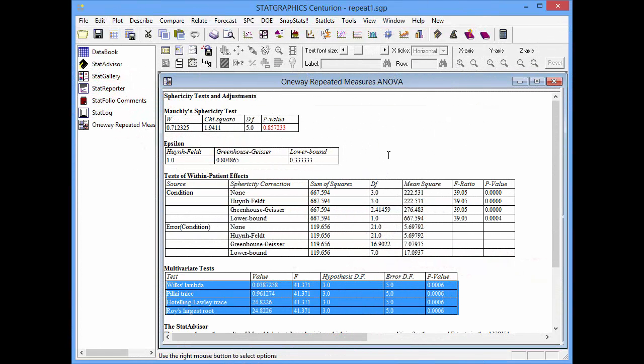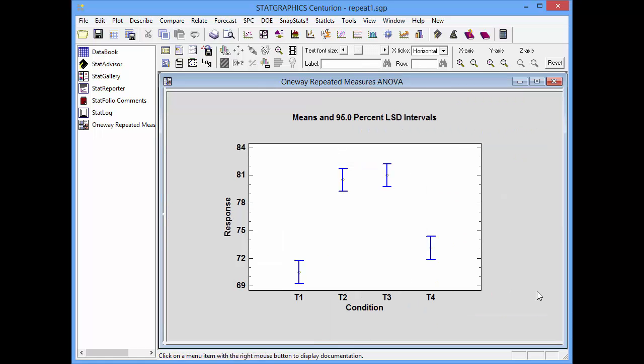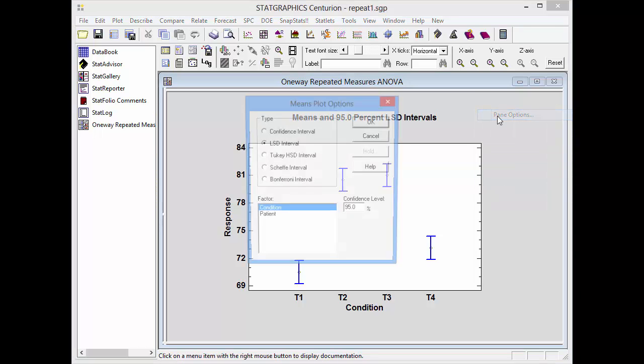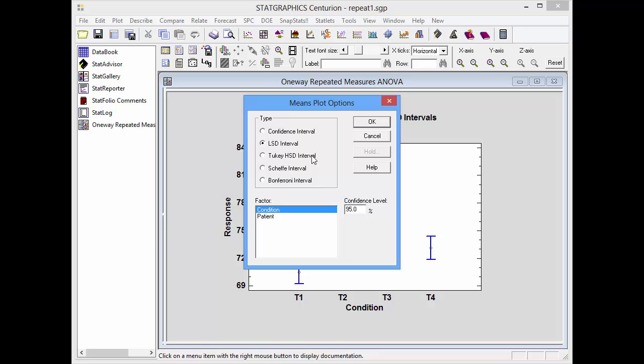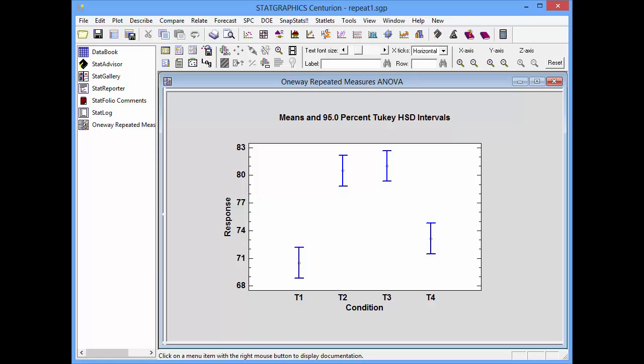Let's return to Statgraphics again, and this time double-click on the bottom right corner. Here you see by default a plot of means with 95% LSD intervals. I'm going to press the right mouse button, go to Pane Options, and ask for Tukey HSD intervals instead. Tukey intervals let me do pairwise comparisons between all pairs of means at the 95% level.